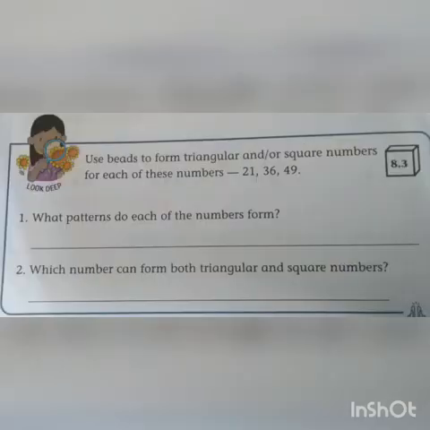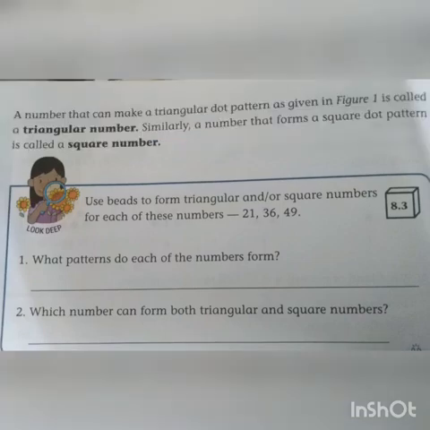Next, a number that can make a triangular dot pattern as given in figure 1 is called a triangular number. Similarly, a number that forms a square dot pattern is called a square number. Use beads to form triangular and or square numbers for each of these numbers 21, 36, 49. You have to do this as a homework.